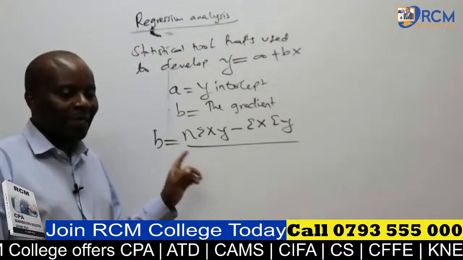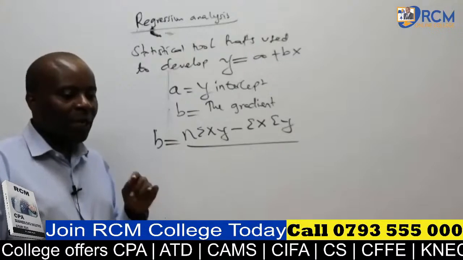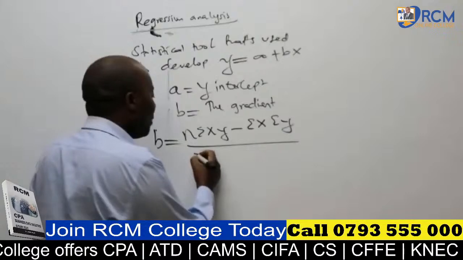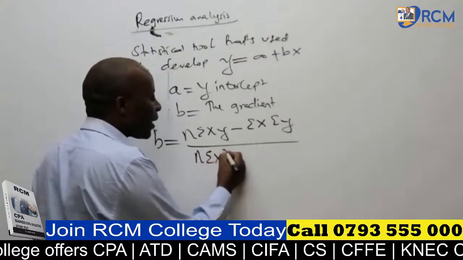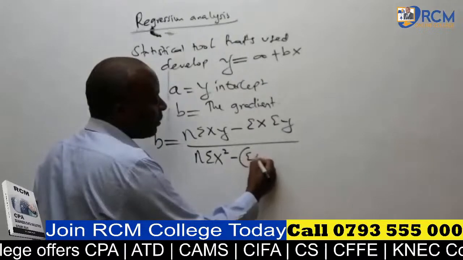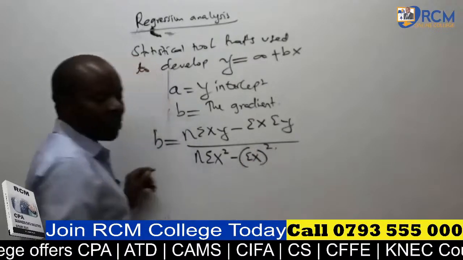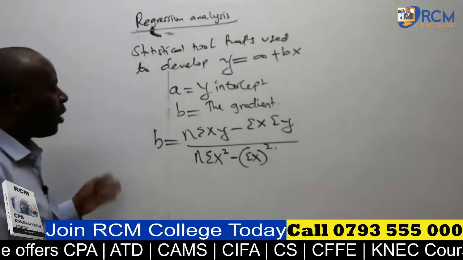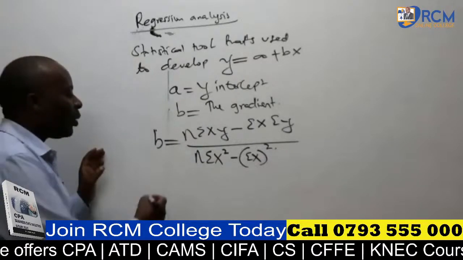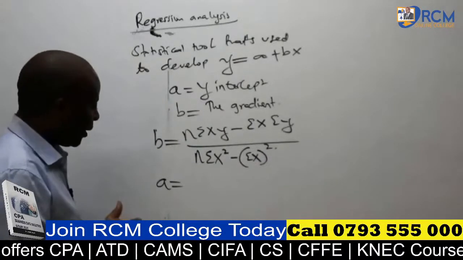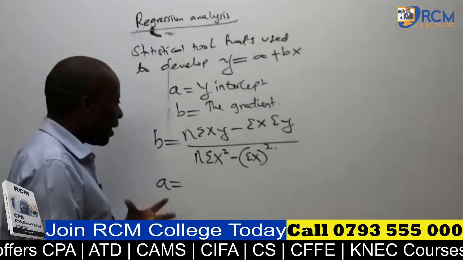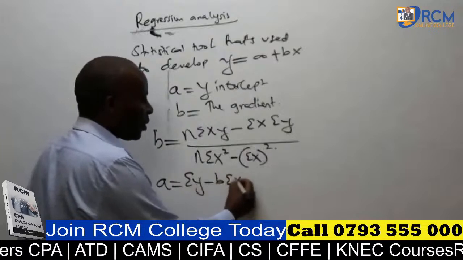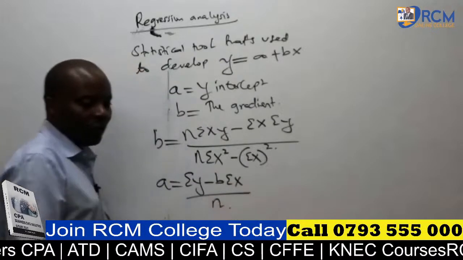How about the denominator? You can see what Mr. Amaya is saying. Amaya says that to get the denominator here, we shall be taking n summations of X squared minus, in brackets, summation of X, all squared. So this is very important for us. To help you very quickly, to get a, which is the intercept, we normally take summation of Y minus b summation of X, all over n.